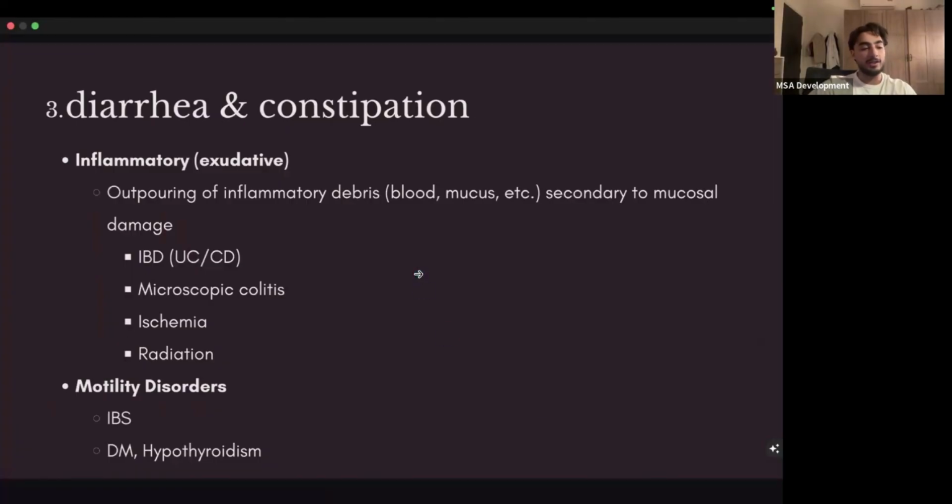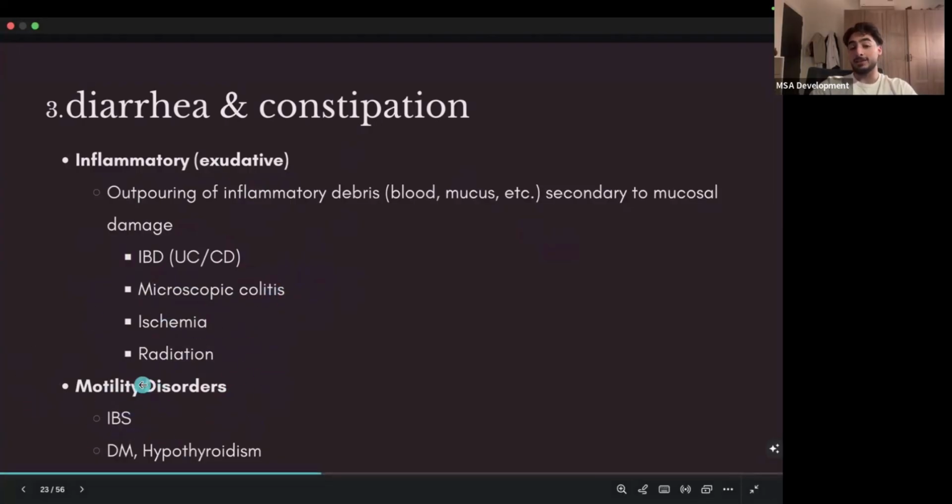Okay. Moving on, we have the inflammatory or exudative diarrhea, which, as we mentioned before, is an outpouring of inflammatory debris secondary to mucosal damage. This could be infectious, because of an actual infectious agent, or it could be auto-inflammatory, such as IBD, for example. Ischemia could also cause mucosal damage, as can radiation, and this disease called microscopic colitis, which I don't think you guys took, so we're not going to worry about it too much. You also have motility disorders, things like IBS, irritable bowel syndrome, diabetes, or hypothyroidism that could also contribute to these things.